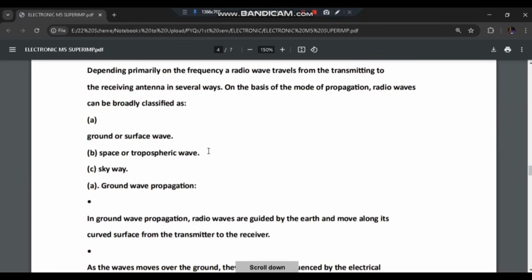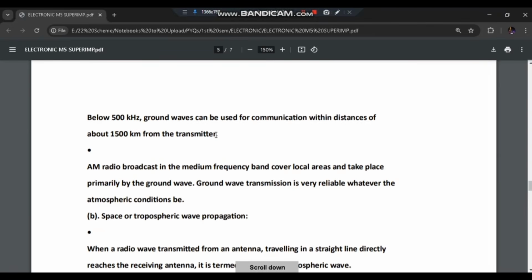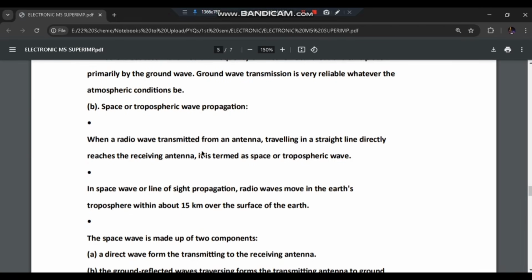First, let's discuss the ground surface wave. In ground surface propagation, the radio waves are guided by the earth and move along its curved surface from the transmitter to the receiver. The second one is space or tropospheric wave propagation. Here it travels as a straight line into space, and from there it reflects and comes back to the earth, and it is about 15 kilometers from the surface of the earth.